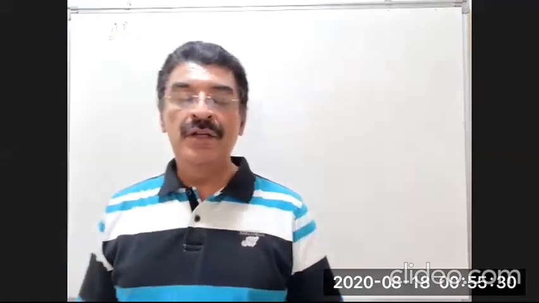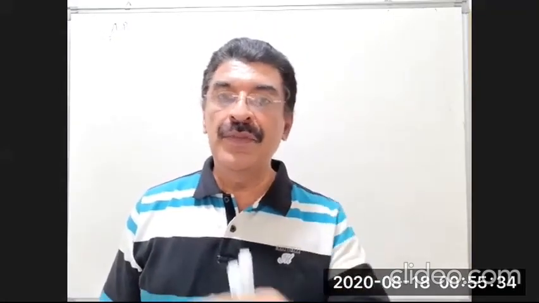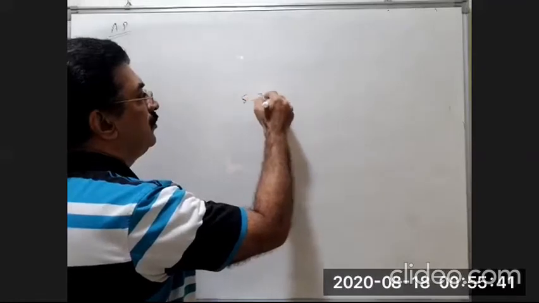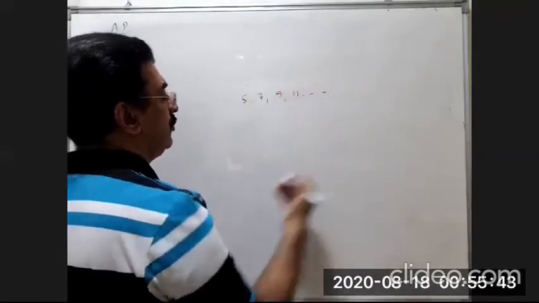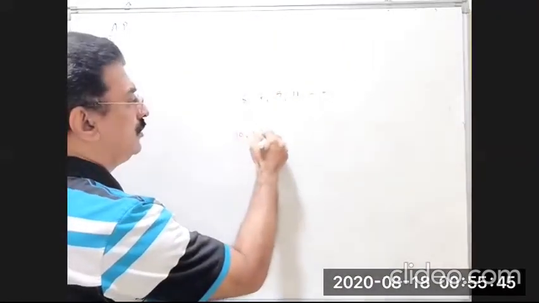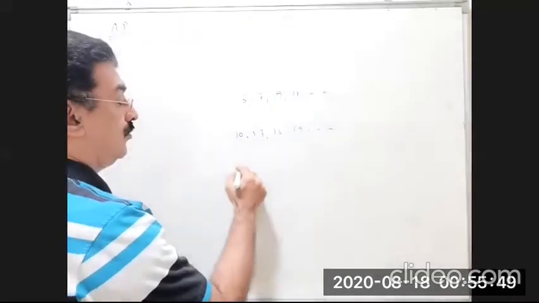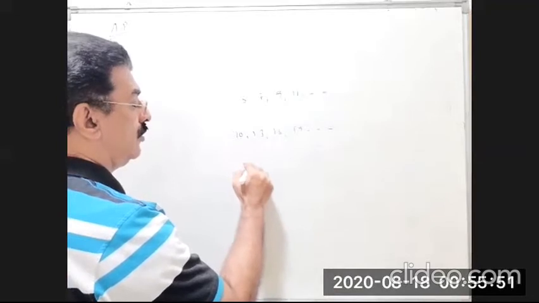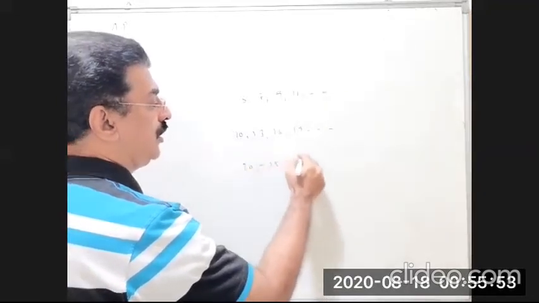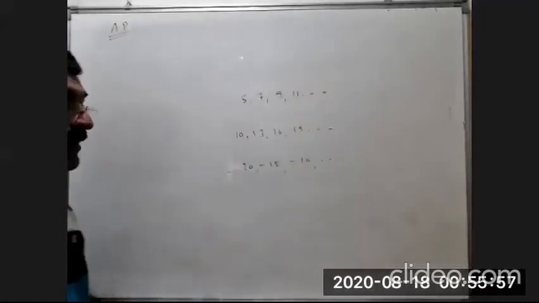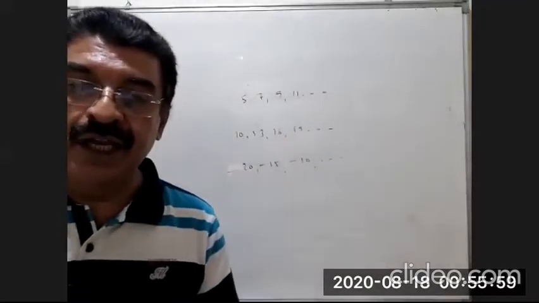AP is a sequence of numbers in which, except the first term, all the terms we get by adding a fixed number. For example, 5, 7, 9, etc.; 10, 13, 16, etc.; minus 20, minus 15, minus 10, etc. These are all examples of AP. You learned it last year.